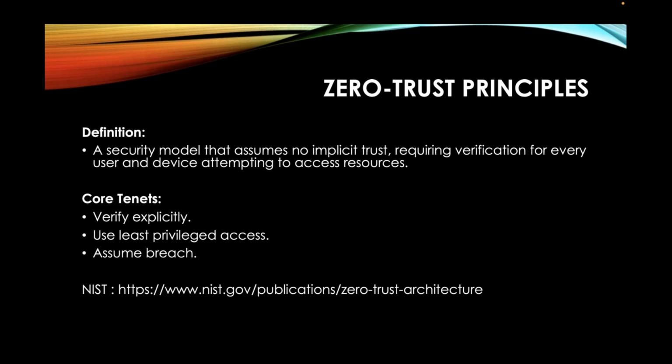So, back to basics: what is zero trust architecture? It is a security model that assumes no implicit trust and requires verification for every user and device attempting to access resources. It means every time a user logs in, you have to double-verify that user. Whenever a device tries to connect to your network, you have to verify it is a device you allowed, and you should only provide access to the minimum necessary resources.